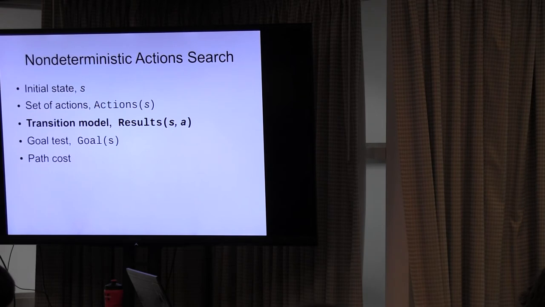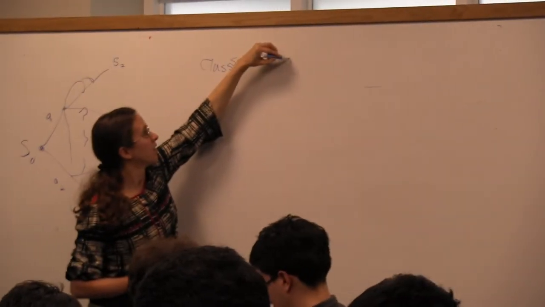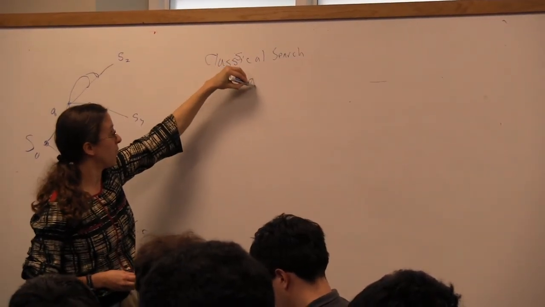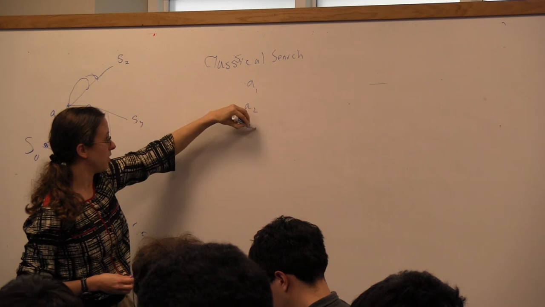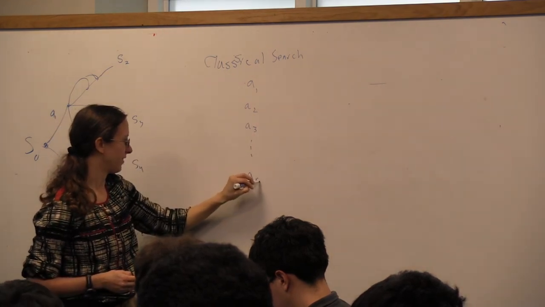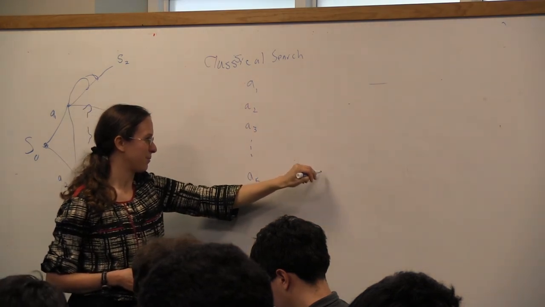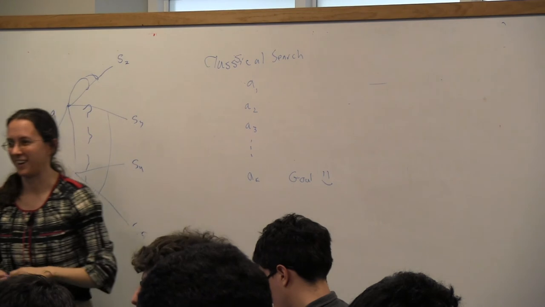So here's this classical search, as we'll say. Classical search says if I do A1, and then I do A2, and then I do A3, and then I do some more things, then I get A(k), let's say, and then I will be at the goal. And I'm a happy little AI.